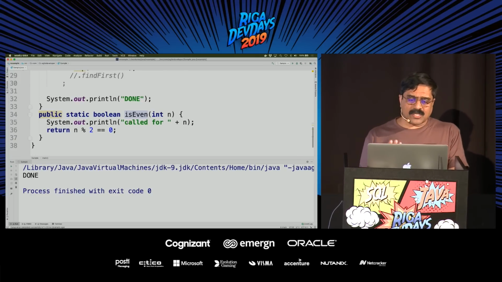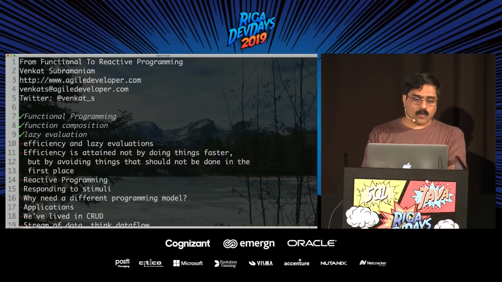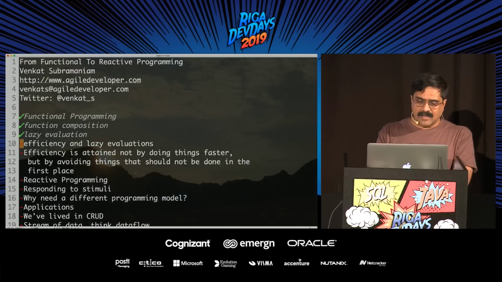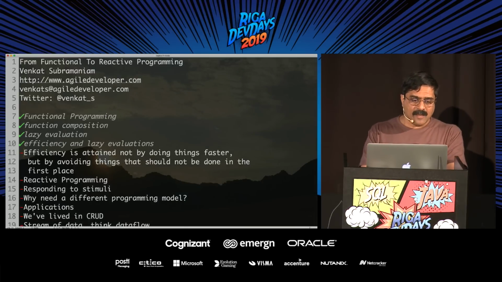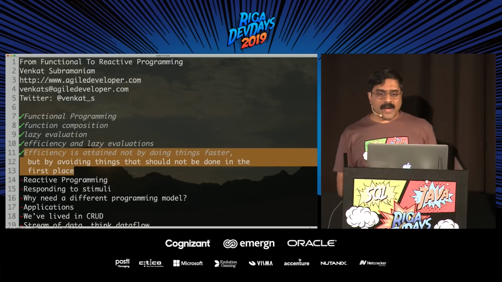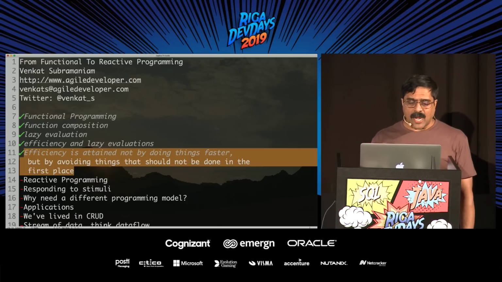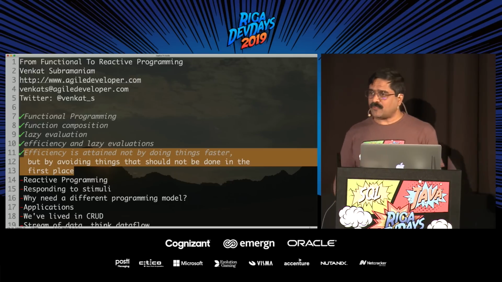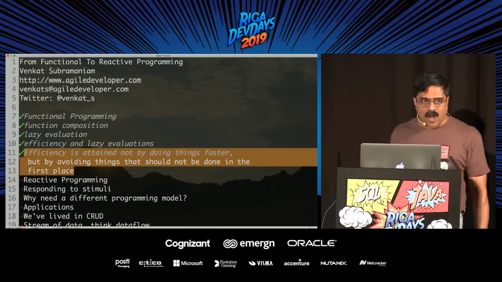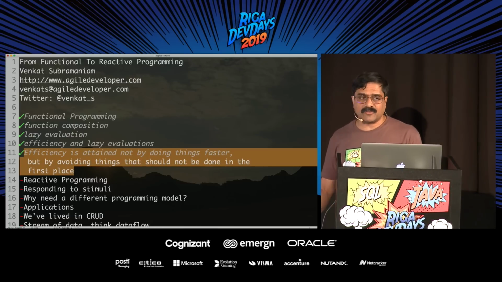So the laziness is extremely important when it comes to functional style of programming. So efficiency and lazy evaluation go hand in hand. And I'm going to say efficiency is attained not by doing things faster, but by avoiding things that shouldn't be done in the first place. So if you want to really make something faster, don't try to speed up your computation, but instead try to remove stuff that shouldn't be done in the first place.